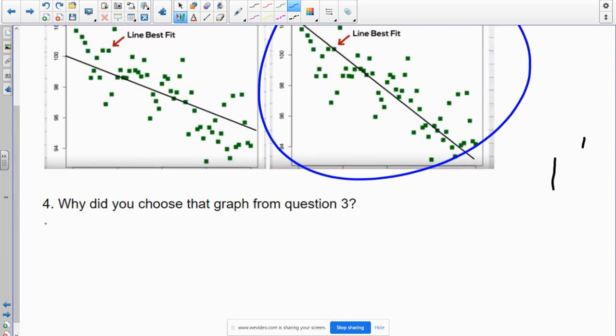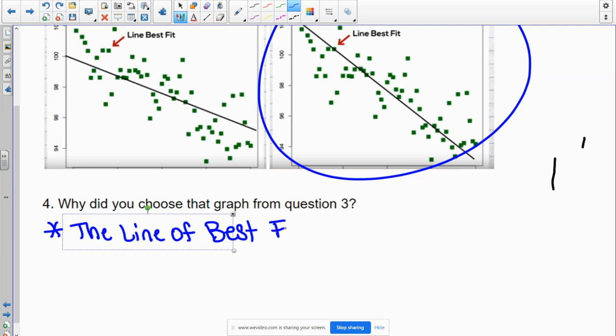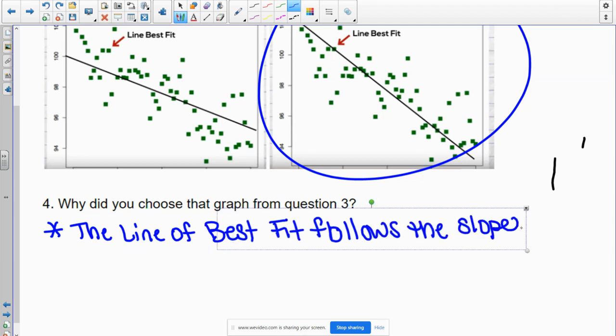Most importantly, I think it follows the slope the best. Follows the slope the best. And then you could talk about the middle. Even though this first graph does kind of look like it's in the middle, it's that line of best fit. So of course you could add to that, the line is in the middle of the data points.